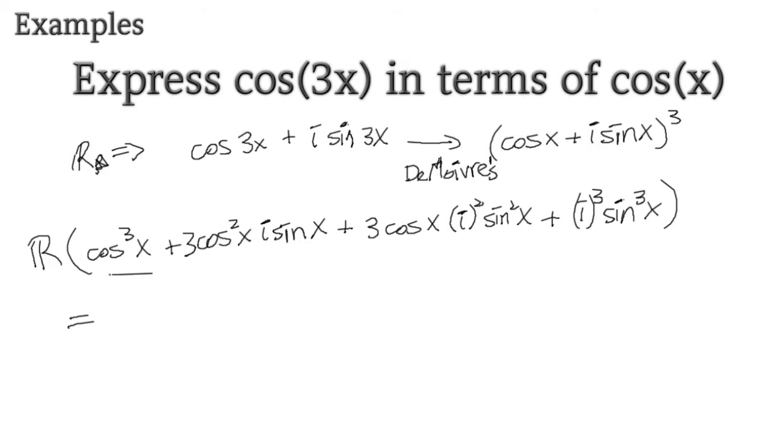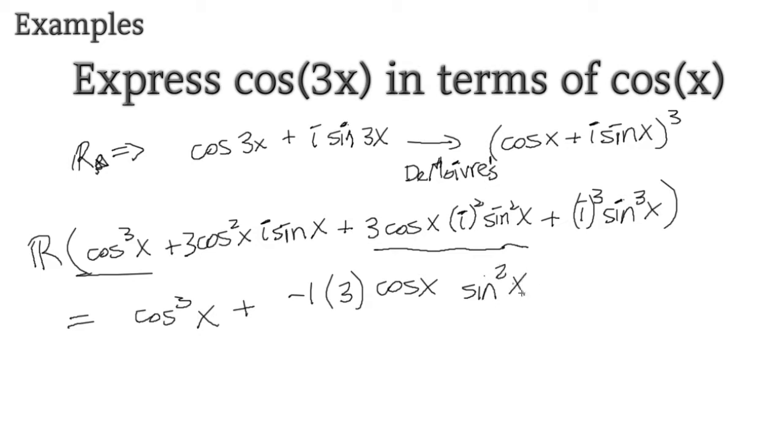So this is a real part, this is not, this is a real part, this is not. And so we take those two together and we get cosine cubed of x add minus 1, because i squared, times 3 cosine x sine squared x. So now we want to express this whole thing in terms of just cosine, but we have a sine squared.